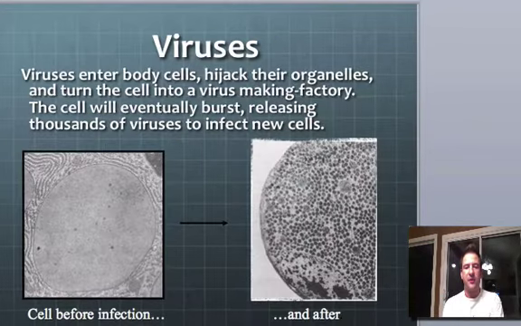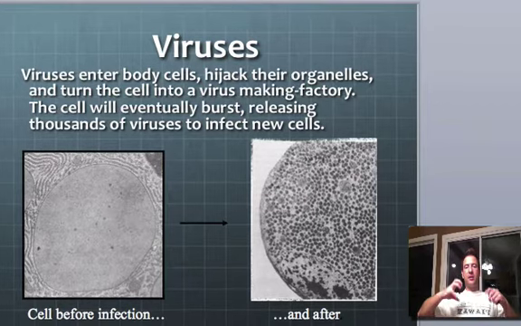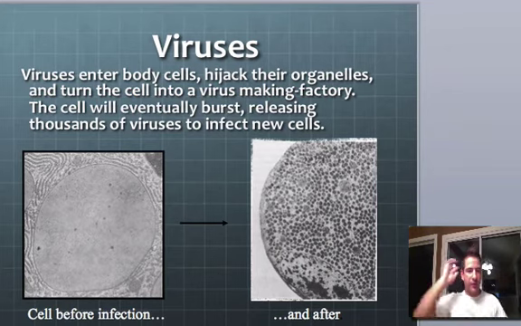So if we have a virus, for example, we'll just see the pictures. You see the cell before infection and the cell after, and we'll notice that it has a bunch of tiny bumps all over it. If it enters the body, basically it's going to hijack that particular organelle, and it's going to turn the cell into a virus-making factory. These viruses can spread quite quickly as they're so tiny and microscopic. The cell eventually can't handle it and bursts, releasing thousands of viruses to infect new cells, and they diffuse and can go and affect other cells as well.